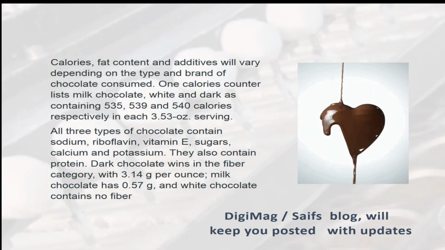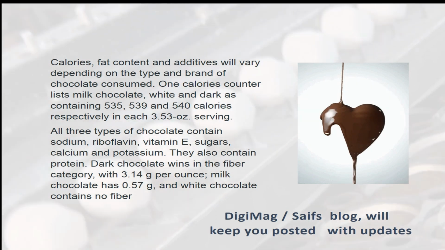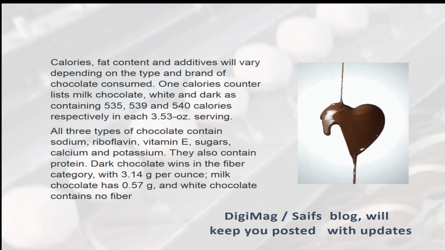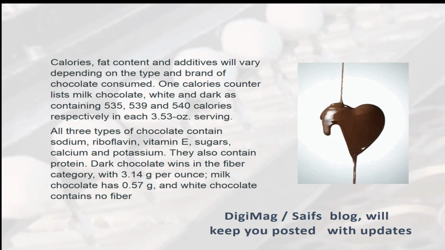Calories, fat content and additives will vary depending on the type and brand of chocolate consumed. 1 calories counter lists milk chocolate, white and dark as containing 535, 539 and 540 calories respectively in each 353-ounce serving. All 3 types of chocolate contain sodium, riboflavin, vitamin E, sugars, calcium and potassium. They also contain protein. Dark chocolate wins in the fiber category, with 314 grams per ounce. Milk chocolate has 0.57 grams, and white chocolate contains no fiber.